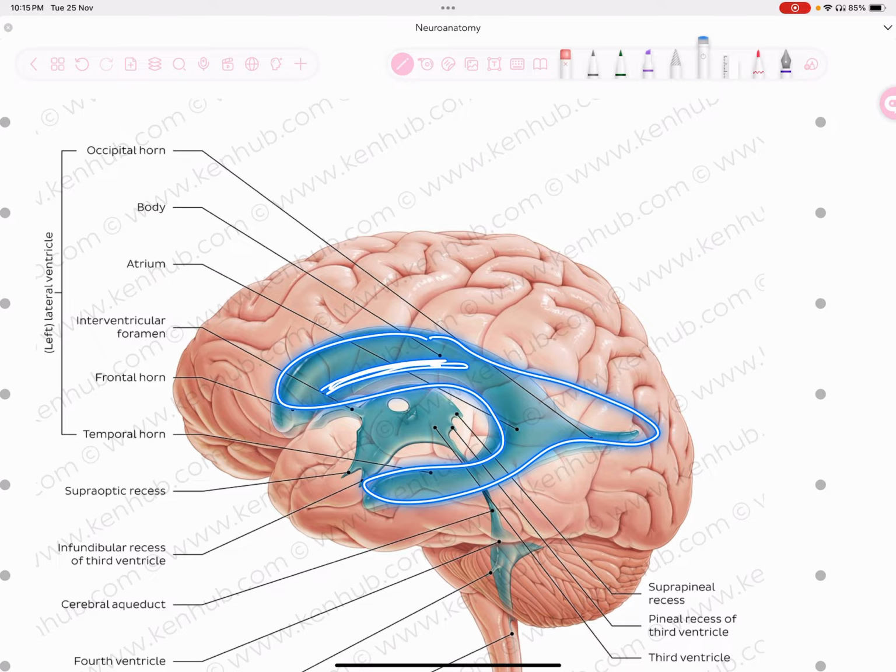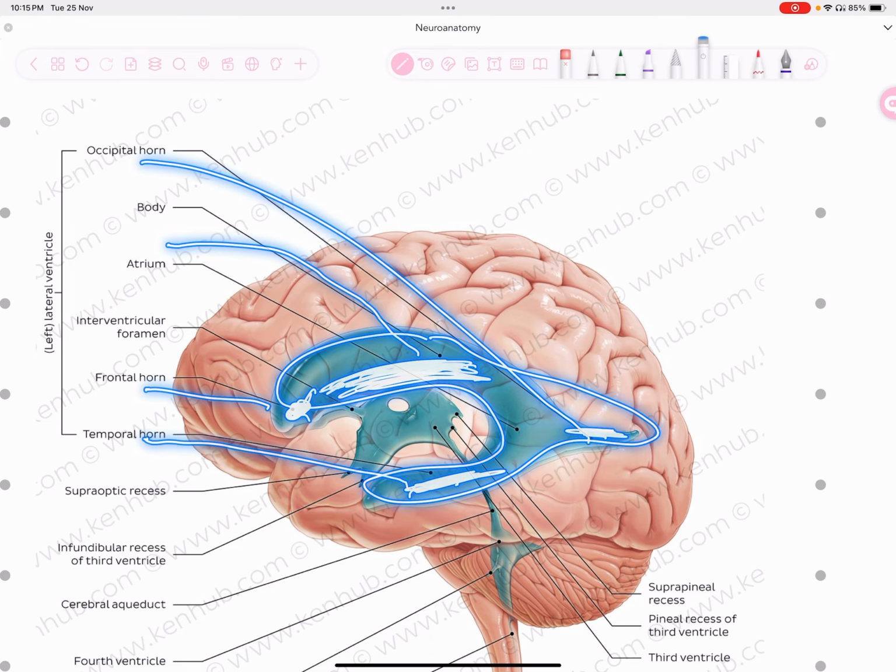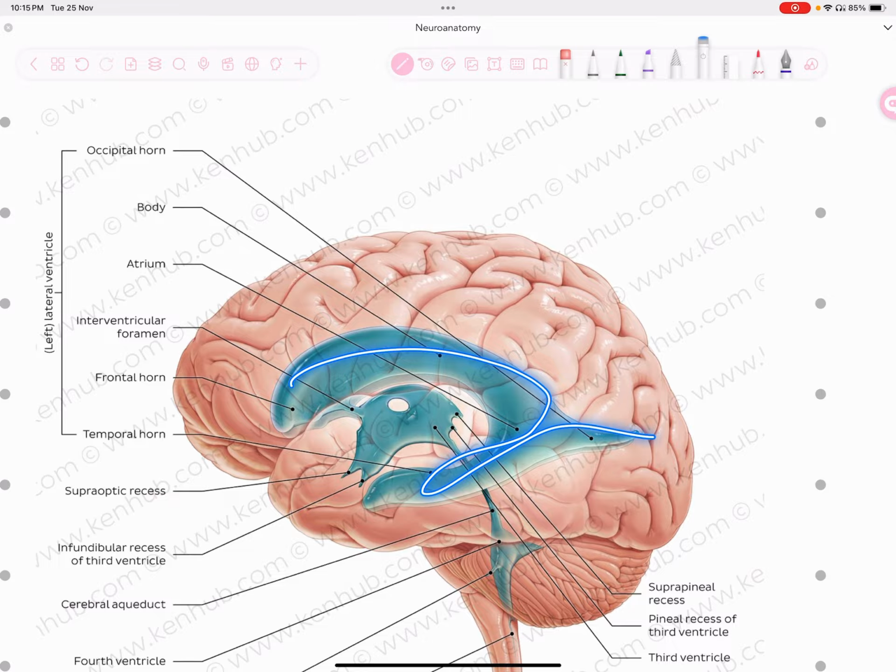This is its anterior horn, this is the body, this is the inferior horn, and this is the posterior horn. The posterior horn is also known as the occipital horn. The inferior horn is also known as the temporal horn. There's the anterior horn and the body. The body is in the parietal lobe, and the anterior horn is in the frontal lobe. So frontal horn, and this is the temporal horn. The body is basically in the parietal lobe, and the posterior horn is the occipital horn. So this entire structure is the lateral ventricle.